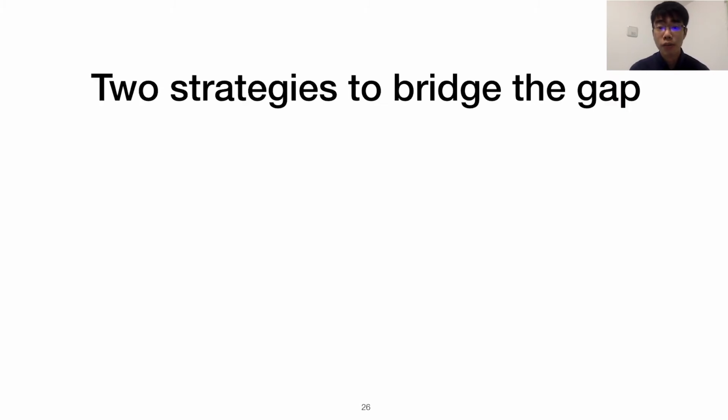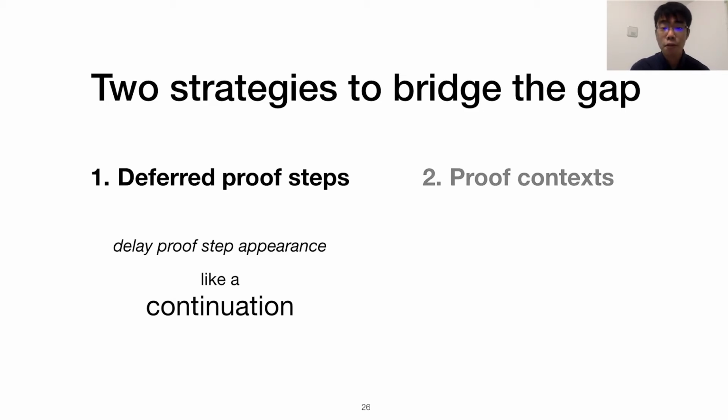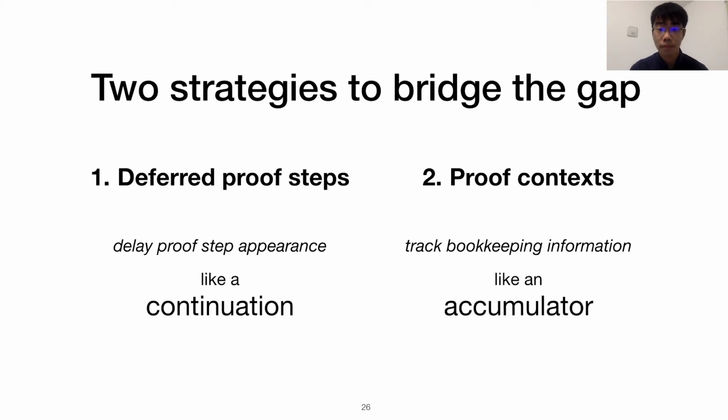Now, I'll explain two strategies the evaluator uses to bridge the gap we observed earlier. First, we have deferred proof steps, the ability to delay the appearance of a proof step beyond when it's first interpreted. Intuitively, it behaves like a continuation in functional programming. Second, we have proof contexts, which let the interpreter store and later retrieve bookkeeping information throughout the traversal. The functional programming analog would be an accumulator.